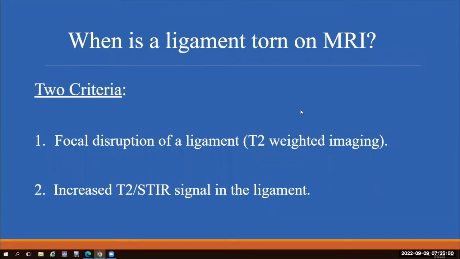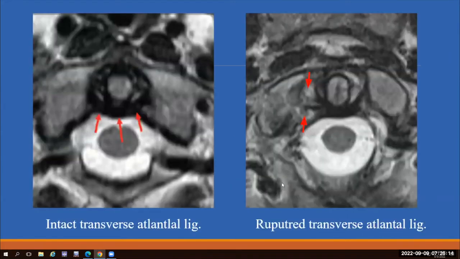Well, you have to have 2 criteria. You have to have a focal discontinuity or disruption of the ligament, of that thin dark line on T2 weighted imaging. And then the second thing you need to see is increased T2 or STIR signal in that ligament. So if you fulfill both of these criteria, the ligament's injured. Whether it's disrupted or not fully disrupted, it's definitely abnormal.